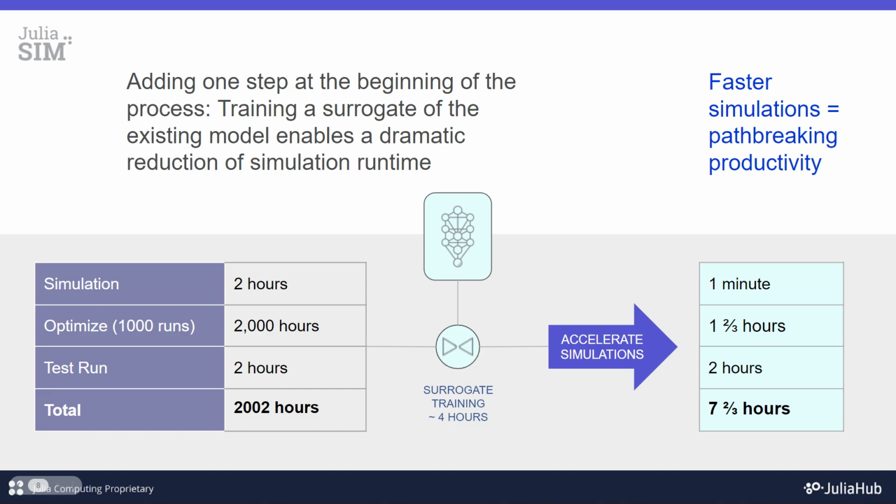Next, you perform the optimization process to train the controller, determining optimal control parameters over 1,000 runs. However, each run of the surrogate model takes only 1 minute, and your controller can be trained in just 2 hours. You're almost done. Now just perform a test of the original model. That's 2 hours. And just like that, the controller is ready in 1 8-hour day. Write the report, move it on to the next team. You've gone down from 1 month to 1 day. This is how JuliaSim can be used in a workflow to reduce simulation runtime.